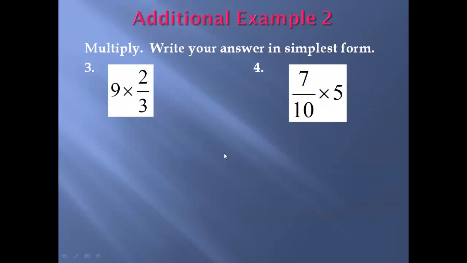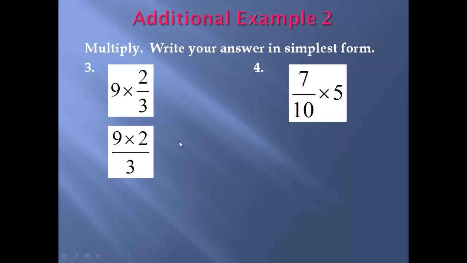Now we have a couple of additional examples. You can pause the video and try them on your own, or you can follow along. We're going to multiply, and we want to write our answer in simplest form. For number 3, 9 times 2/3. We're going to multiply the whole number times our numerator, and then write that over the denominator. So we have 9 times 2 over 3.